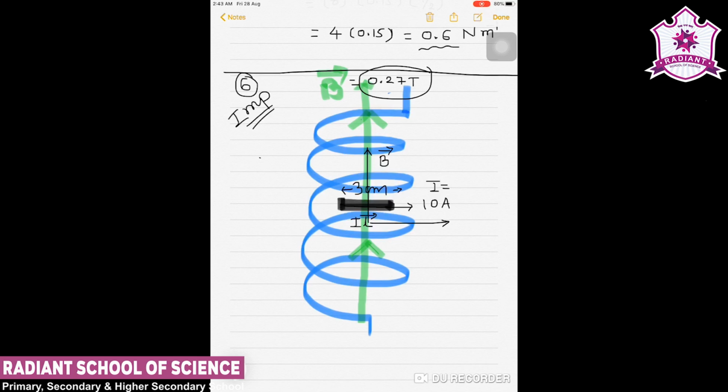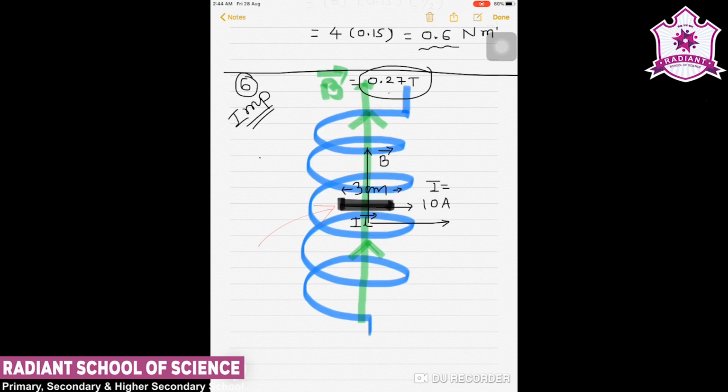And now what are we asked to find out? We are asked: what is the magnetic force on the wire, this small wire which we are given here? We have to find the force acting on this black color wire.